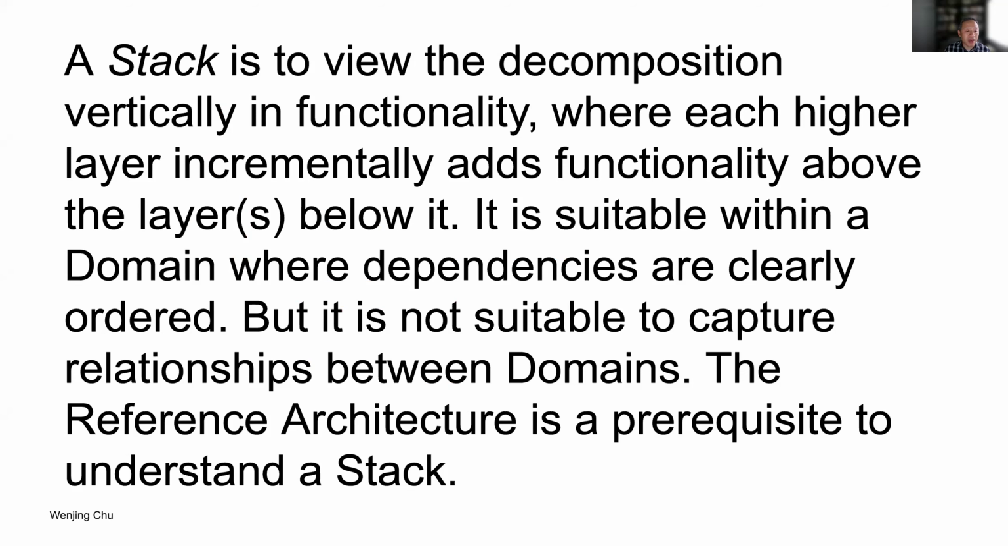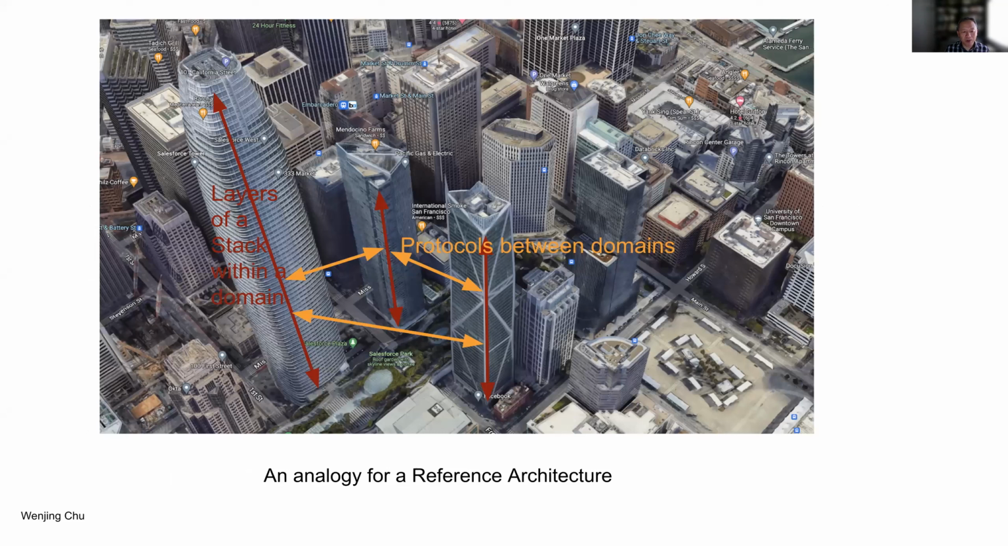What do I mean by that? Well, I'm going to show some analogy with a picture of downtown San Francisco here. And so layers of a stack in software within a particular domain or particular function we want to implement looks like a tall building. And you have many, many layers. And let's say that the higher layers have dependency on lower layers.